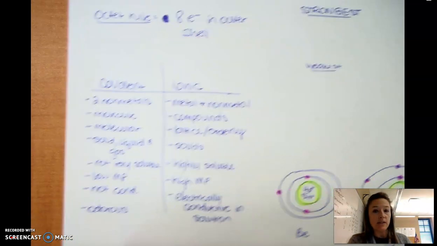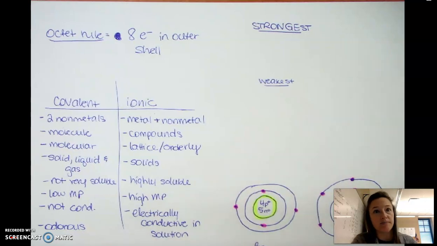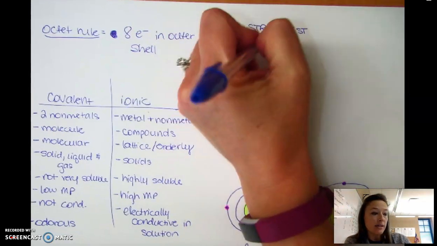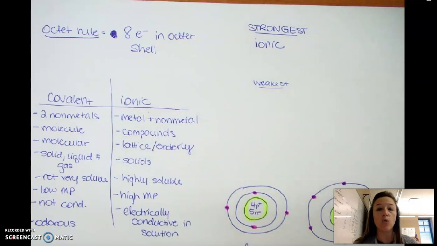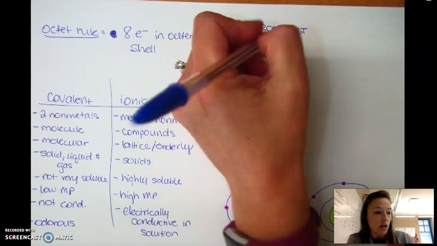All right, so strongest to weakest. Now this is where it gets a little iffy. The strongest bond on Earth is your diamond. So diamonds are covalently bonded molecules. However, if you took diamond out of the picture and you just looked at the rest of the covalent and the ionic, ionic tend to be stronger. So I'm going to say that ionic are the strongest bonds because as a group, as a whole, they are. It just so happens that the strongest bond is covalent. But as a whole, as a group, ionic. So we're going to say they're stronger.